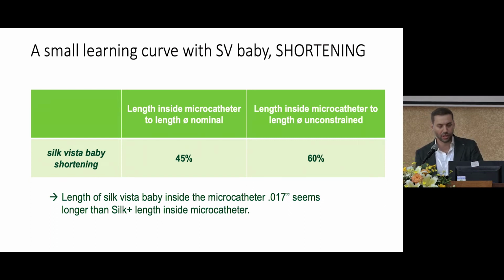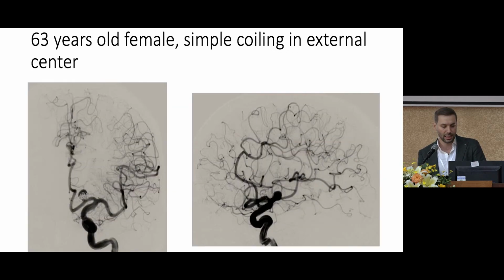And I want to share with you a couple of cases that we performed with SILK Vista Baby. This is a 63-year-old female. She was treated in an external center. It's an A1 aneurysm treated in an external center by just coiling, and control angiograms show significant filling at the aneurysm. You can see here, AP and lateral.